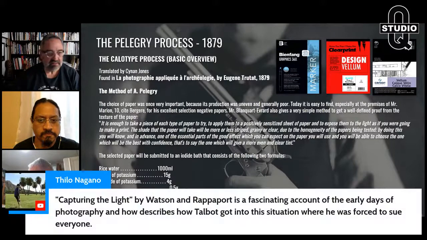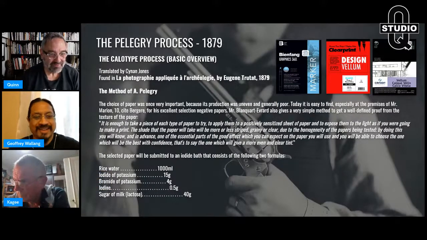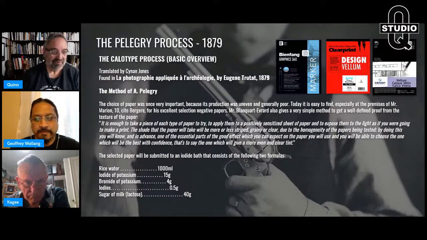Tyler said something here. Let's see what he says. Capturing the Light by Watson and Rappaport is a fascinating account of the early days of photography and how Tyler got in this situation. Oh, well, there you go. Thank you for sharing that, Tyler. That's a good one, I'm going to have to look that up. That's fascinating stuff. If you like the drama of historic photography, Talbot probably leads the pack in that. But thank you for sharing that, Tyler.